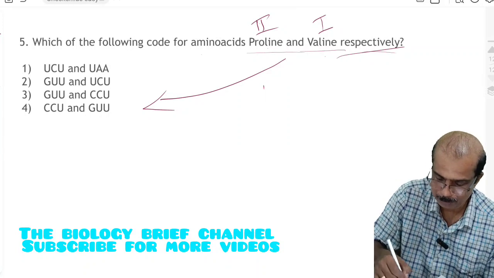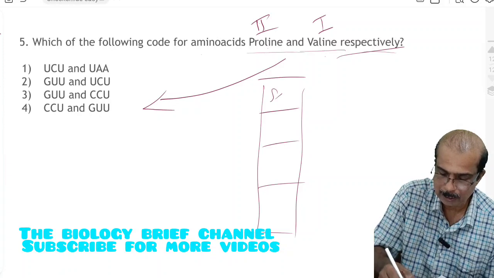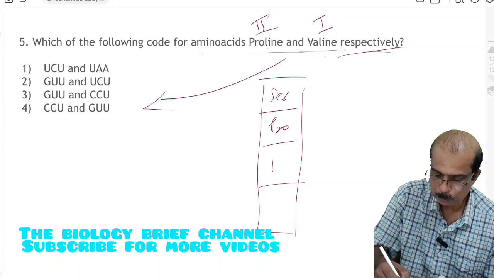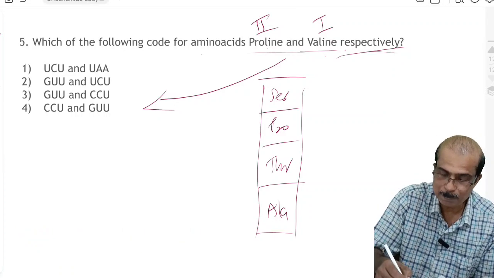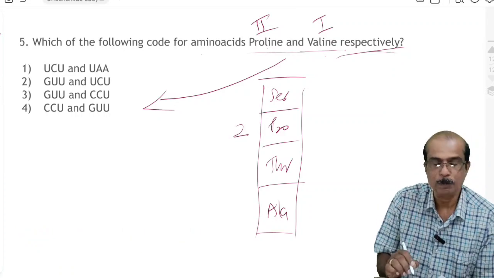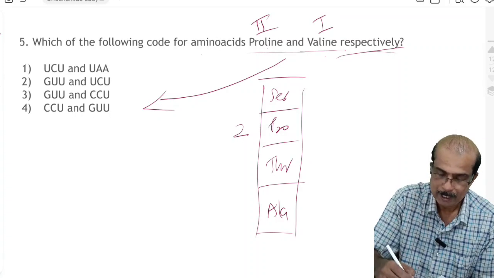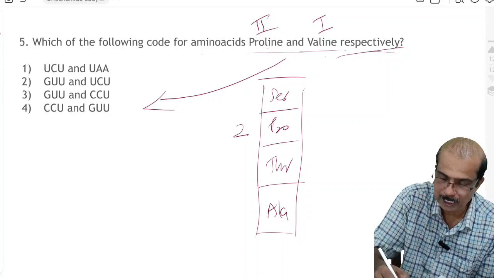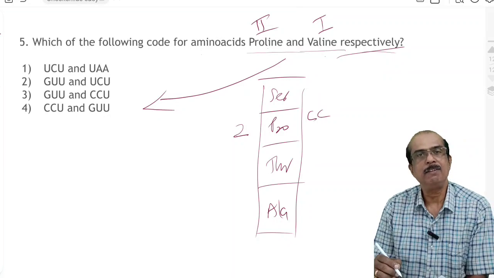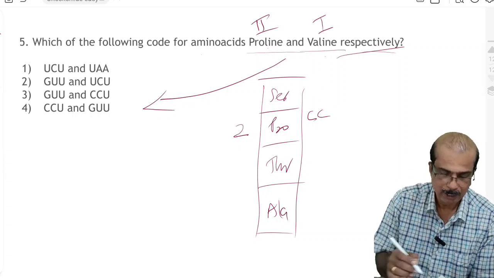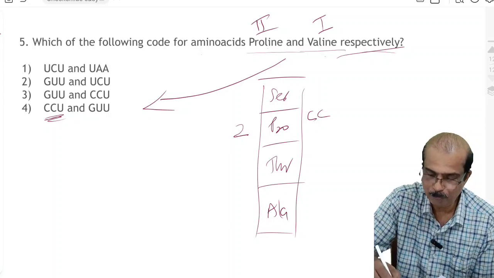What about the second column? Second column, we already know. Second column, proline is present in the second row. Second row, second column, second row. What about the second row? Second row, UCAGC. CC. CC will be the first two letters of the codon. Here CC, you can find CC here.